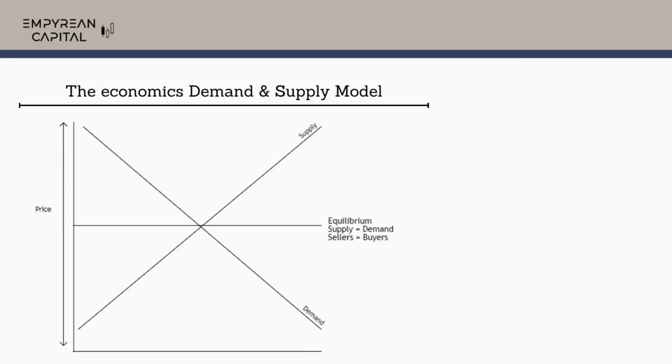So how can we use the economics demand and supply model to illustrate the equilibrium? As we can see, the equilibrium price level is simply where supply and demand intersect. This is where supply is equal to demand, or where sellers are equal to buyers. So it's seen as a fair value price level, as this price level is not too expensive nor too cheap for both buyers and sellers.